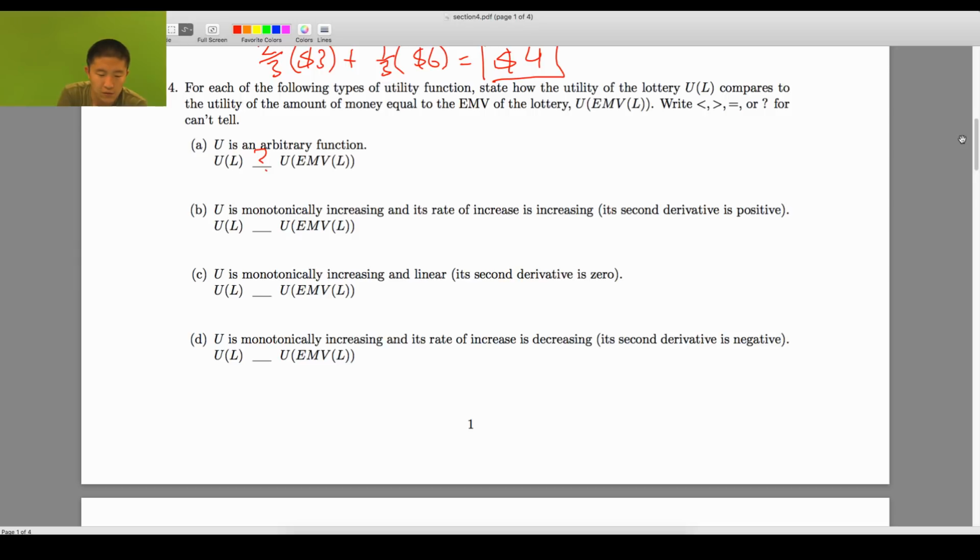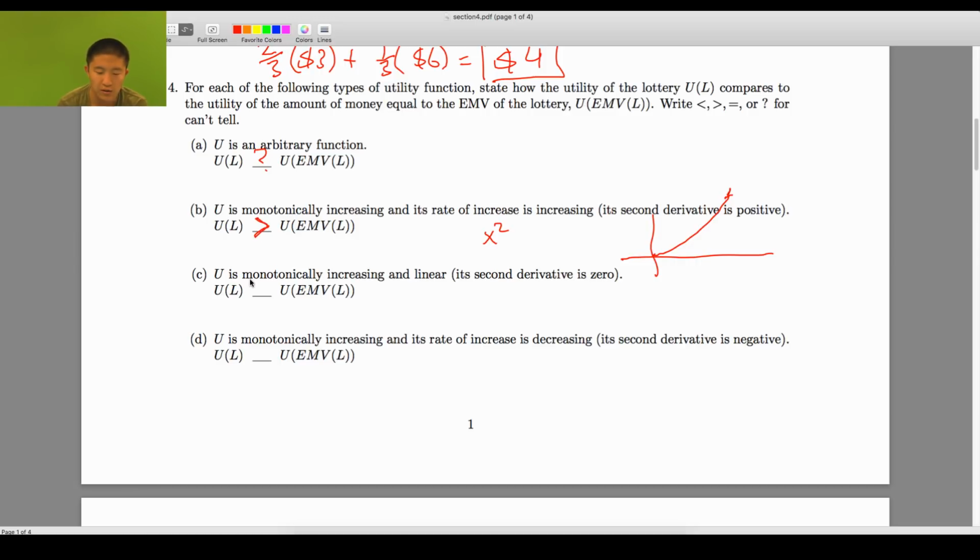For part B, if U is monotonically increasing and its rate of increase is increasing, how do those two values compare? An example of a function described in B would be x squared. You can see how it's an increasing function and its rate of increase is also increasing. This corresponds to utility functions that are more risk-prone. Risk-prone functions prefer the lottery over the actual expected monetary value of the lottery itself. So in this case, it would be greater than.